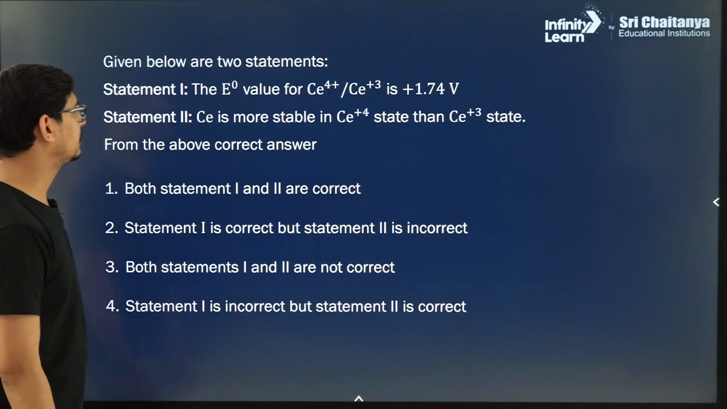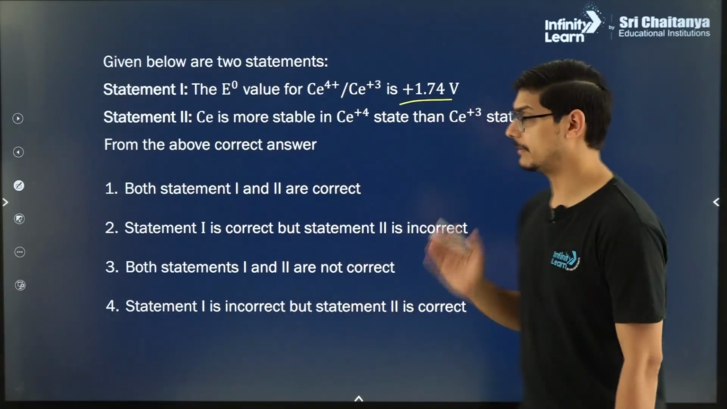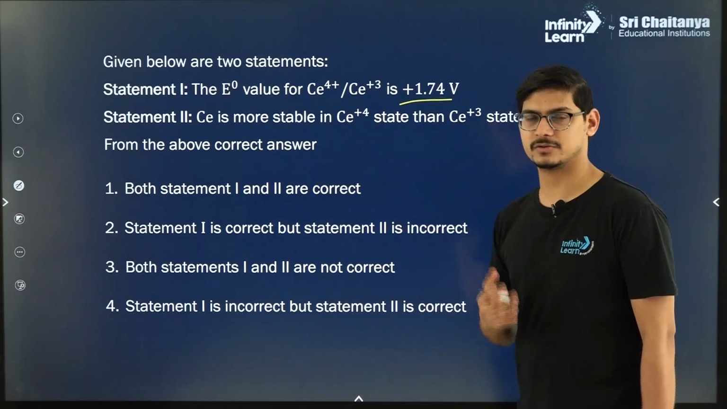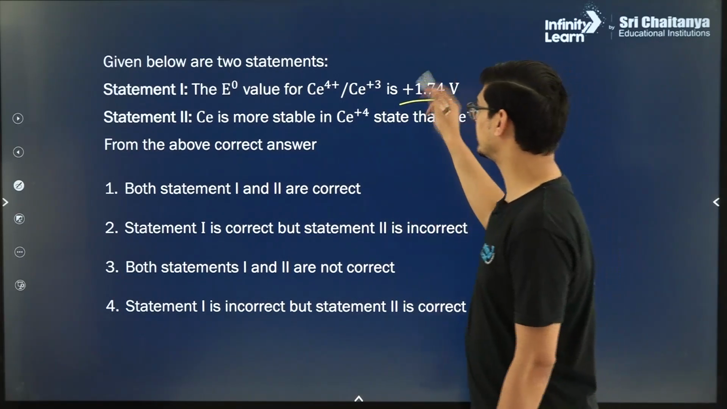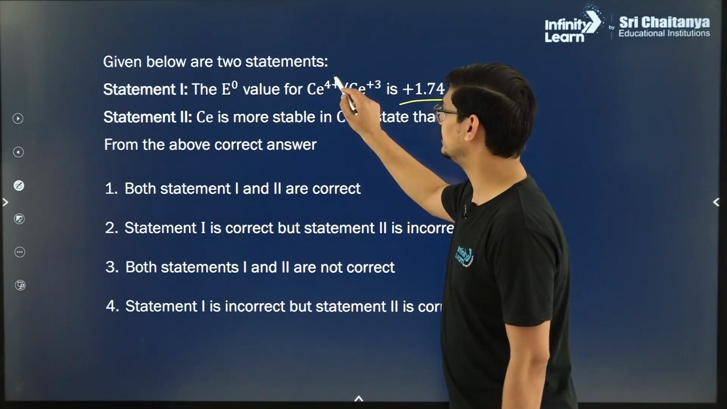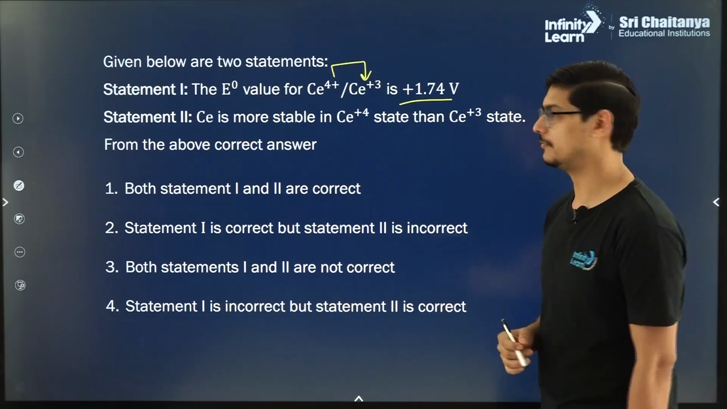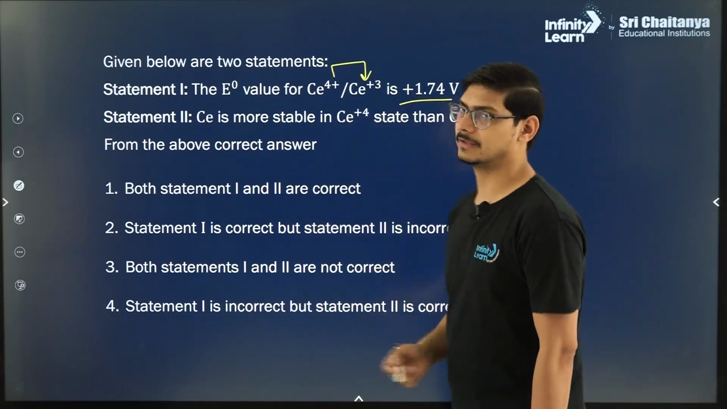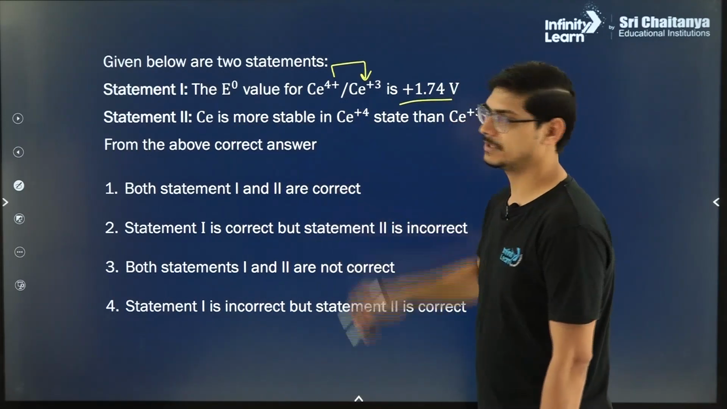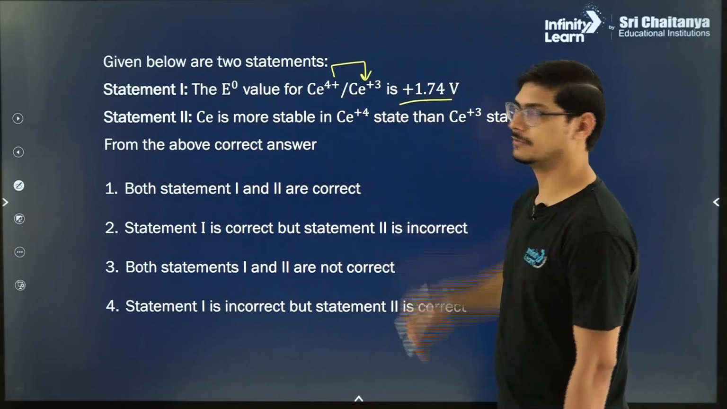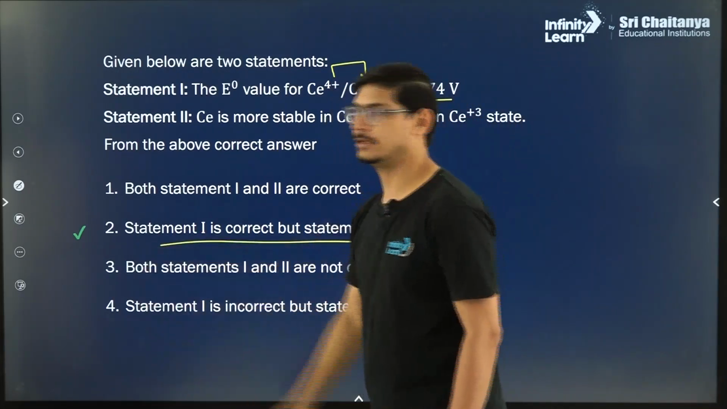The two statements, this is memory based, so 1.74 volt is the value. But remember that the higher the reduction potential of a substance, greater is its tendency for reduction, which means 1.74 is a very high value, which means cerium 4+ exhibits a strong tendency to undergo reduction to form cerium 3+, which makes the second statement incorrect, right? Because the second statement is saying cerium 3+ is more stable than cerium 4+. No, had it been so, the potential would have been low, negative preferably. So statement 1 is correct, but statement 2 is not.